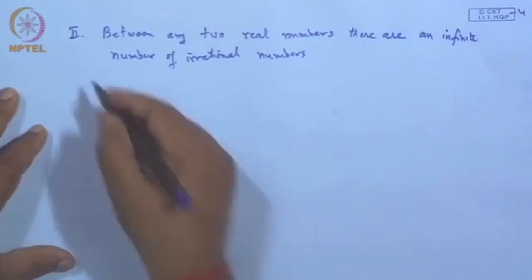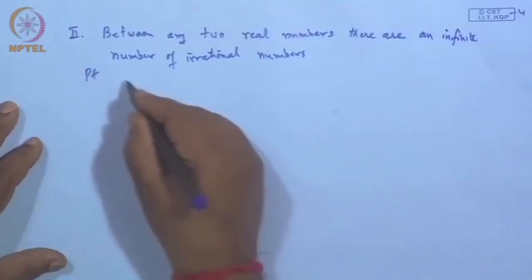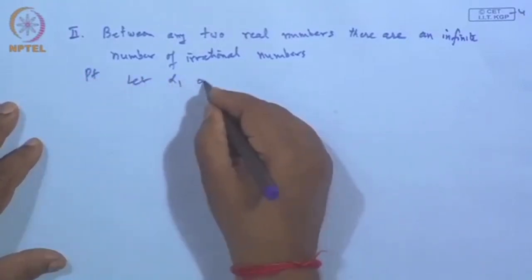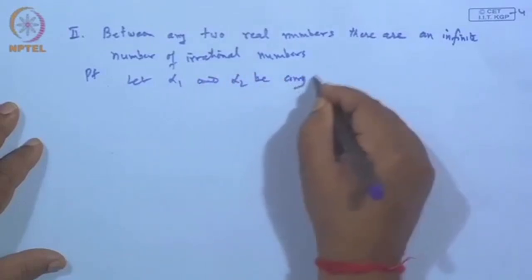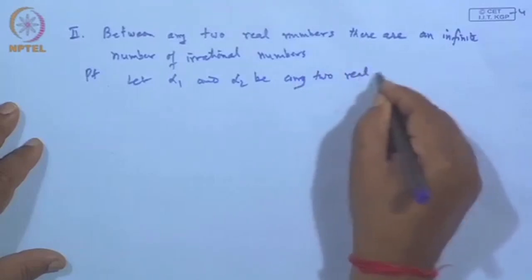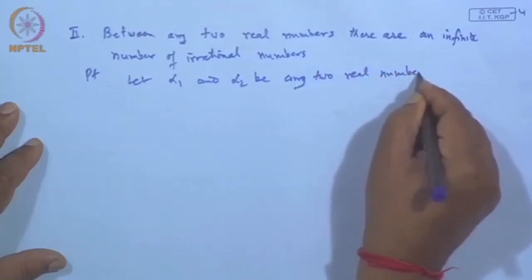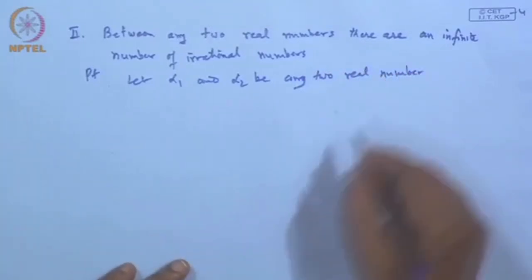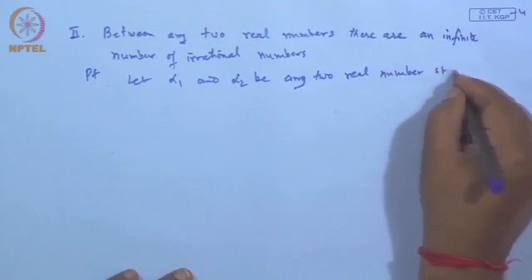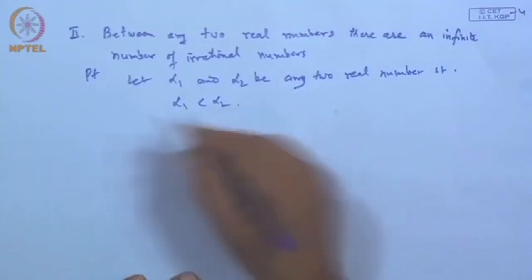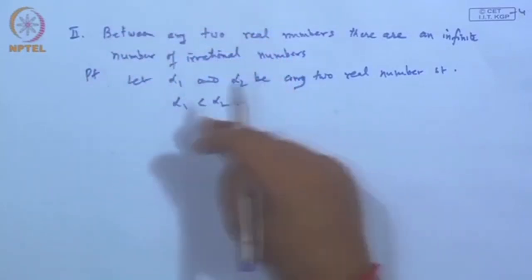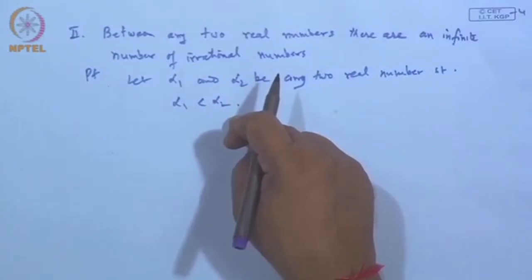Okay. Now, the proof. Suppose alpha 1 and alpha 2 are any two real numbers such that alpha 1 is less than alpha 2. Now, in the previous property, between any two real numbers, we can introduce rational points.